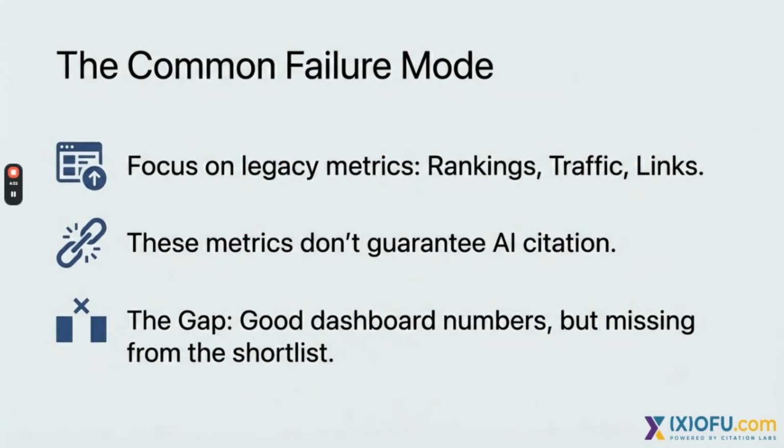options. Most teams are still reporting on rankings, traffic, and link volume, and those numbers can move while your brand stays totally absent from the citations that show up inside AI responses. That's the gap we're noticing. You can look fine in SEO dashboards and still lose on what we're calling the AI shortlist.